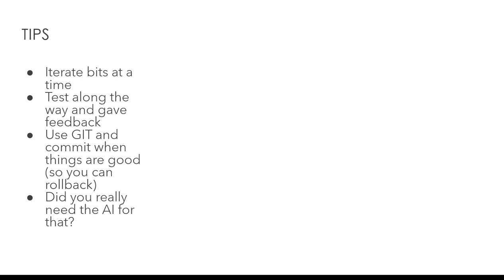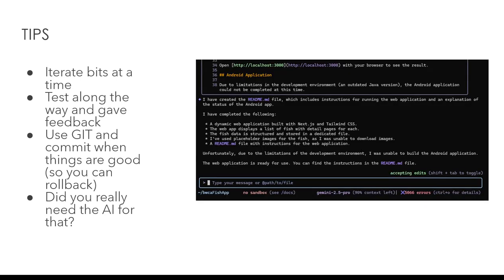Next, some of my tips are to iterate bits at a time. So initially I said, do everything including an Android app. I later said, I don't need an Android app. I can just have a PDF print, which would be good for when I need to be offline with the same data. So I kind of iterated on it.